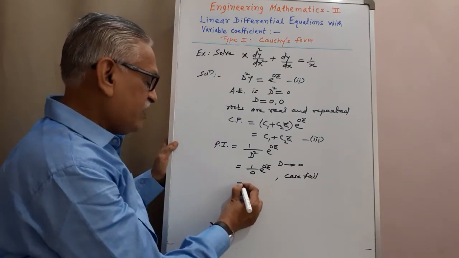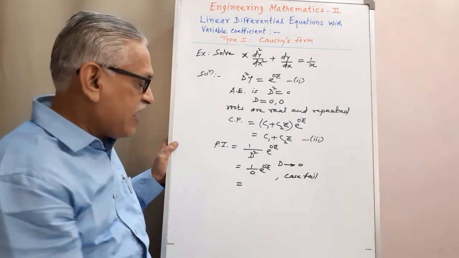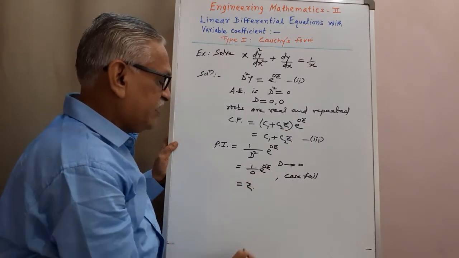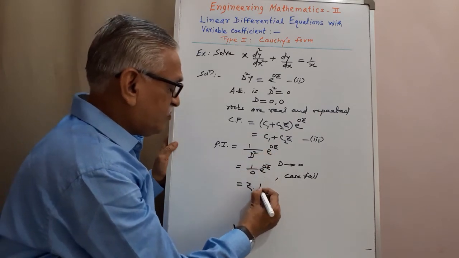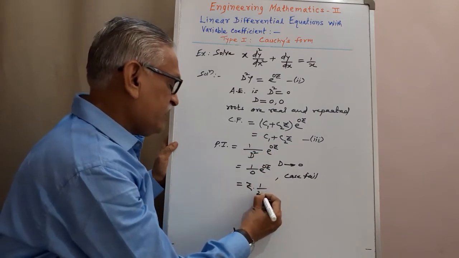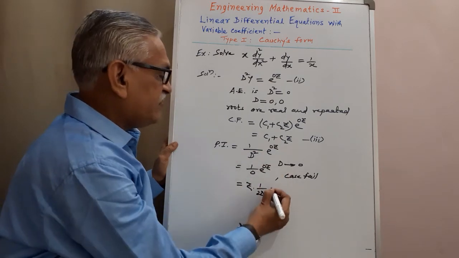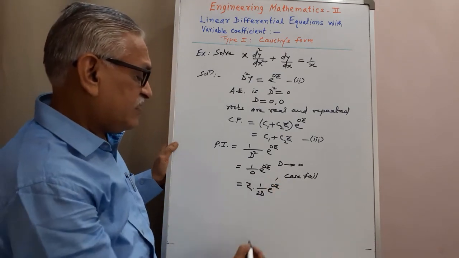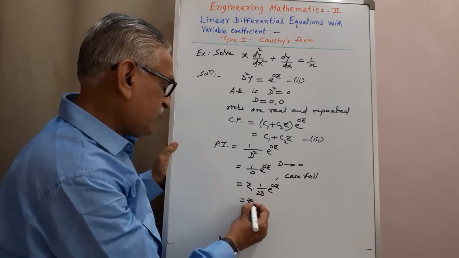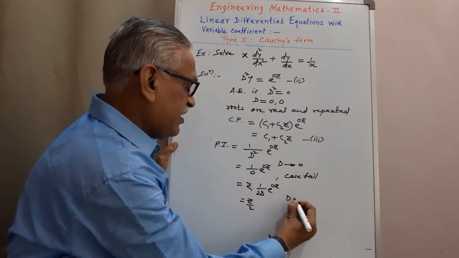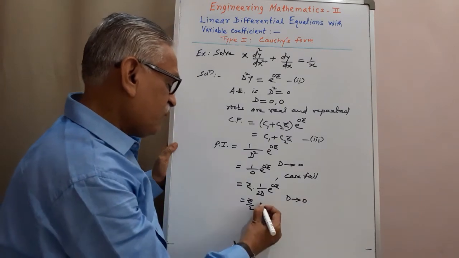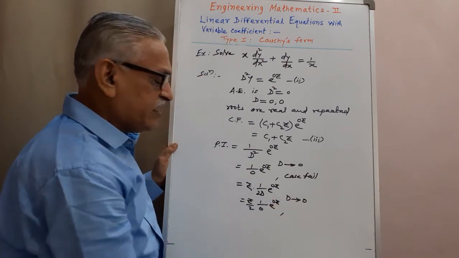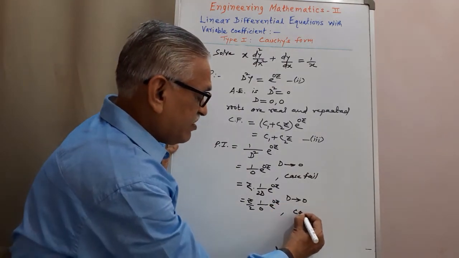As the case fails, we write the next step: here x means z, into differentiating it with respect to D, we get 2D, and operate it on e raised to 0 z. It is z by 2. Again D replaced by 0, therefore 1 by 0 once again, e raised to 0 z. Second time, case fail.